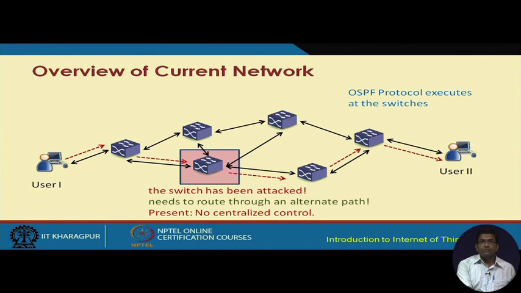At present, the routing technology is such that there is no centralized control over the network. So, if one switch goes down, the other switches become affected, and there is no centralized way that we can address this particular problem. There are different ways to reroute and find alternate routes depending on the protocol, but there is no centralized solution, there is no centralized entity that can take care of it.